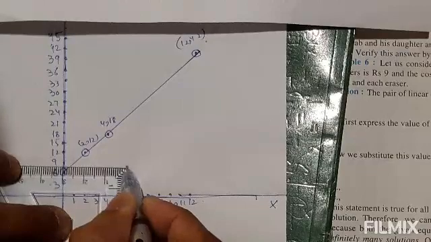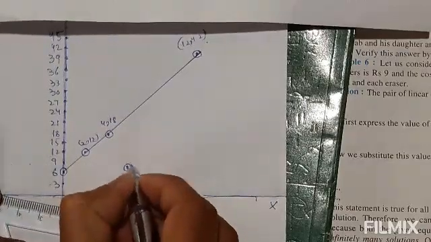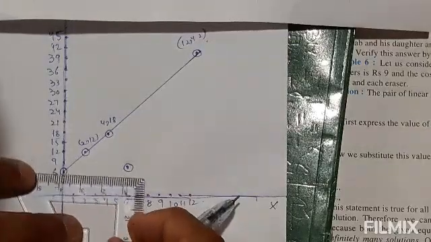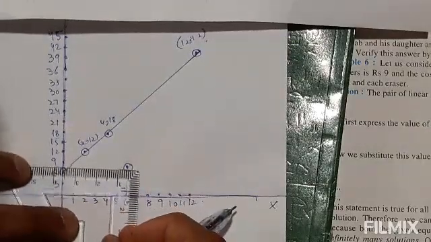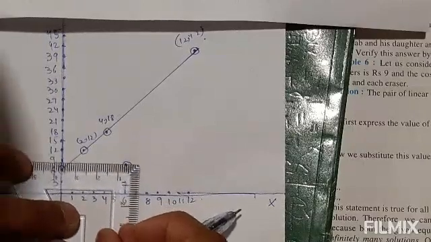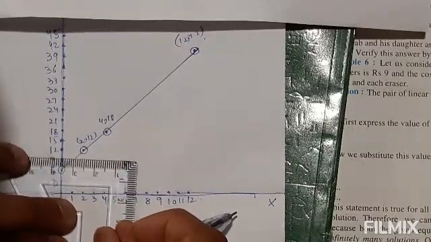Here, sorry, it's 7, 7. Sorry, where? It's here. It's 7, 7, 7, 7. On the 7.